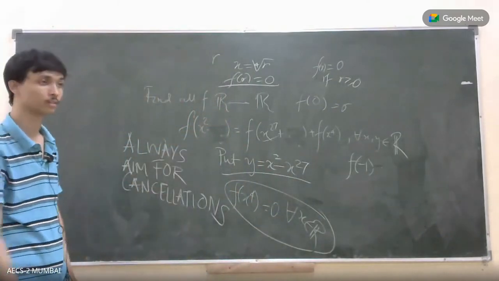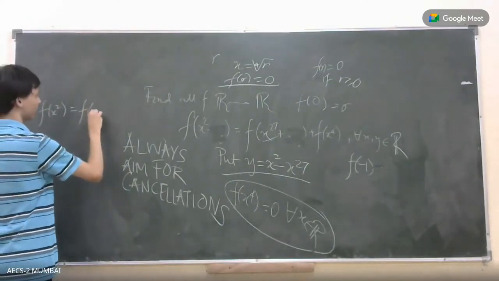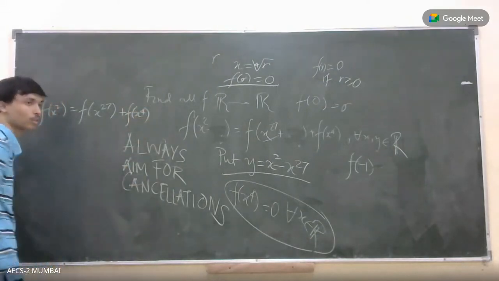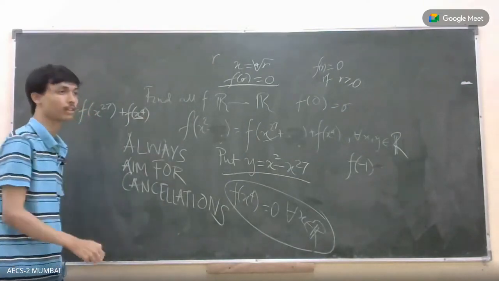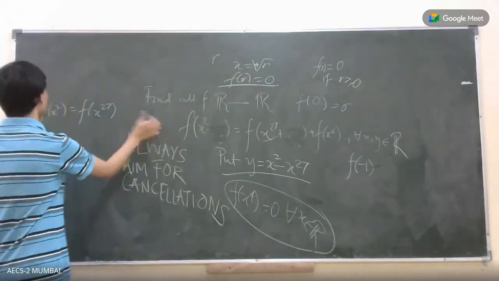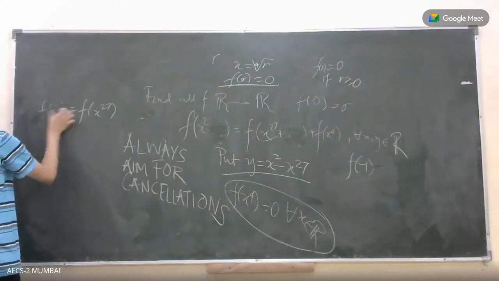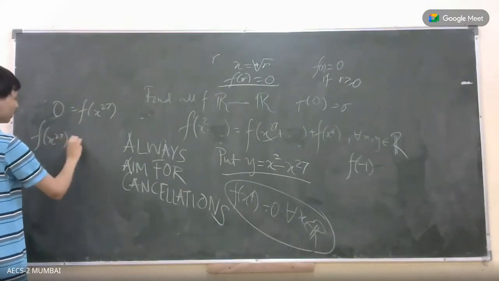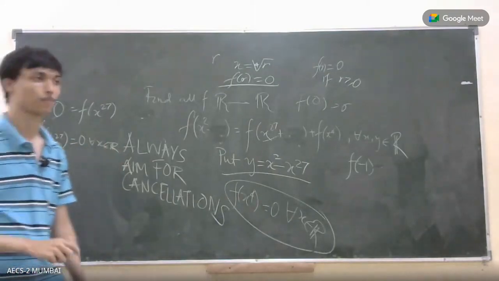What do we get? f of x squared equals f of x to the power 27 plus f of x to the power 4. Now x to the power 4 is non-negative, so f of x to the power 4 is 0. x squared is non-negative, so f of x squared is 0. Which means f of x to the power 27 is 0 for all x in R. And now you are in luck.